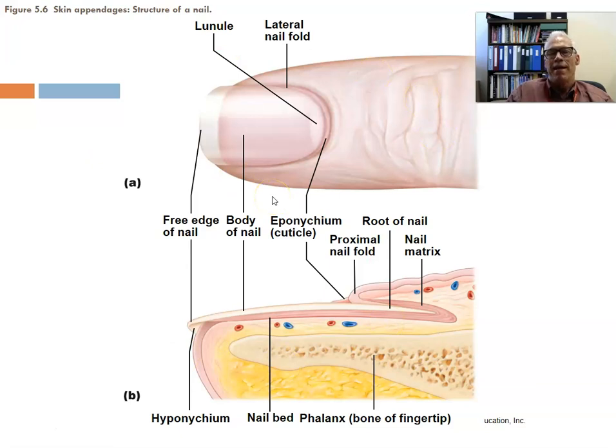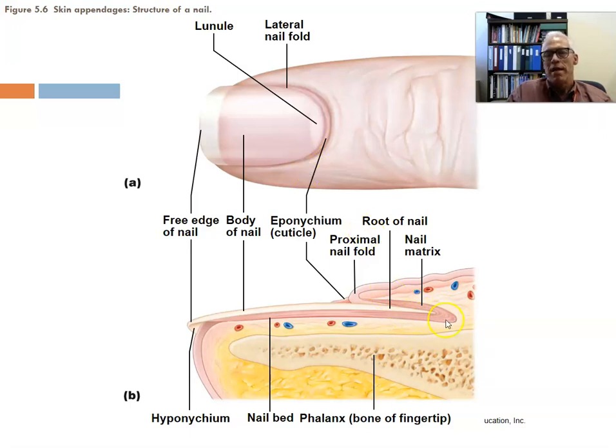There are a number of appendages in the skin, and one of them is shown here. The nails are a really interesting appendage of the skin. They're actually constructed of dead keratinocytes with a different type of keratin than the epidermis has in its stratum corneum or cornified layer. Other than that, it's very, very similar to the epidermis.